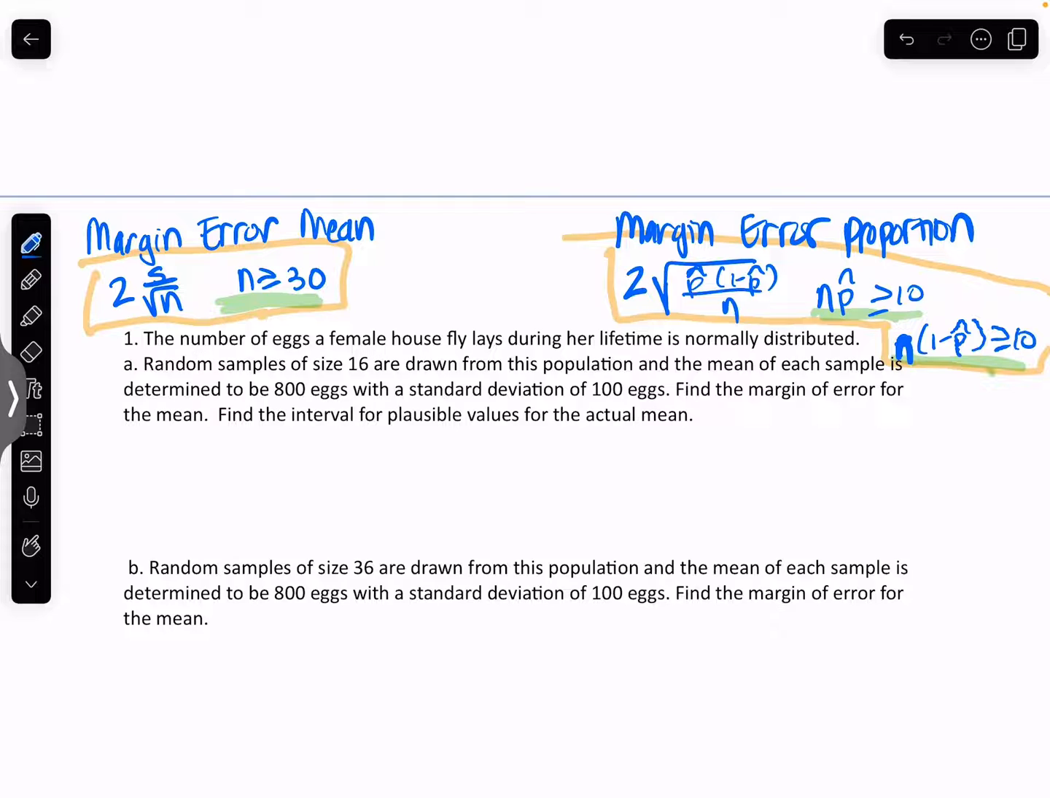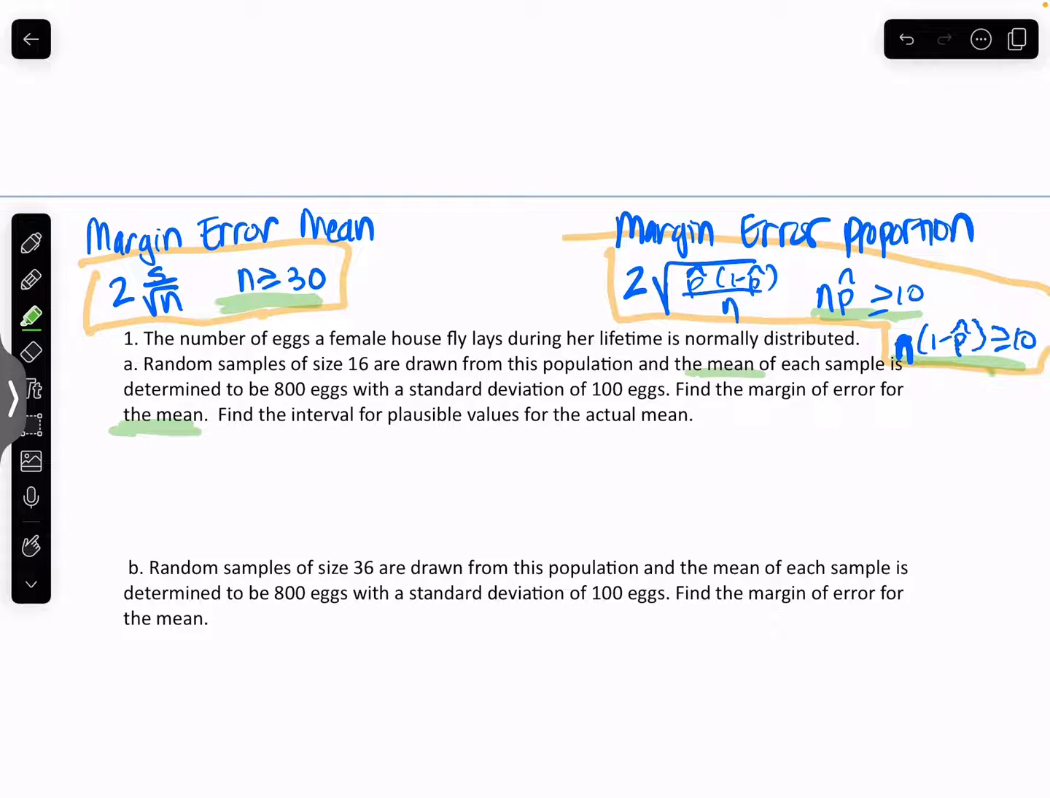The number of eggs a female house fly lays during her lifetime is normally distributed. Random samples of size 16 are drawn from this population, and the sample mean is determined to be 800 eggs with a standard deviation of 100 eggs. Find the margin of error for the mean. Find the interval of plausible values for the actual mean. First of all, we determine: is it a mean or a proportion? Because we are given information about the mean, we know we need to use the margin of error for the mean.